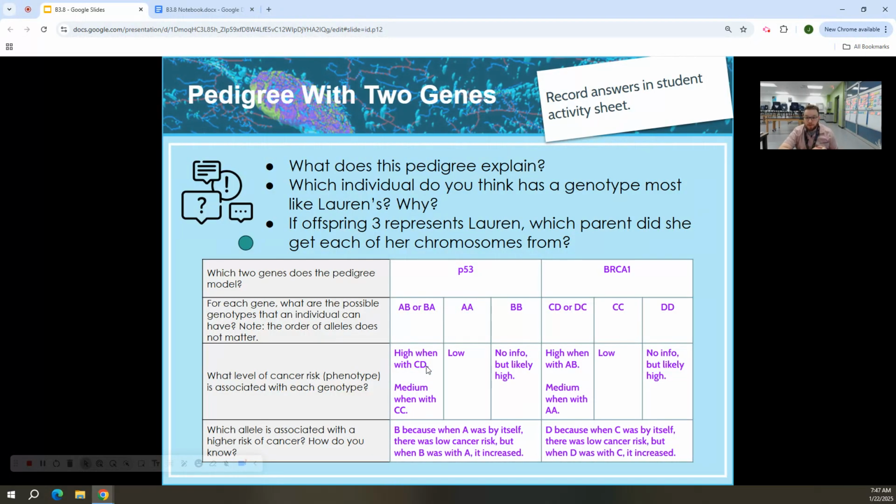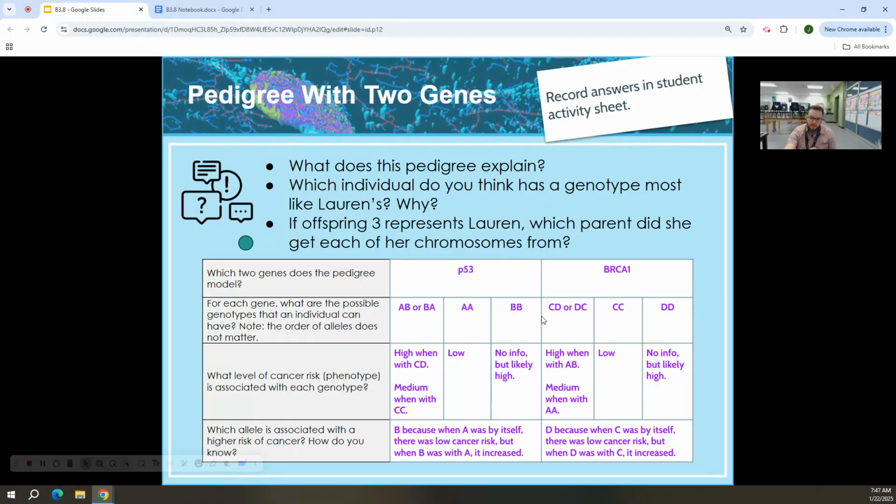We do not have BB represented though, but that is a possibility, right? I could have two B alleles and no A alleles. So we know that that is a possibility as well. It's not represented, but looking back, we remember that that is something that is possible.